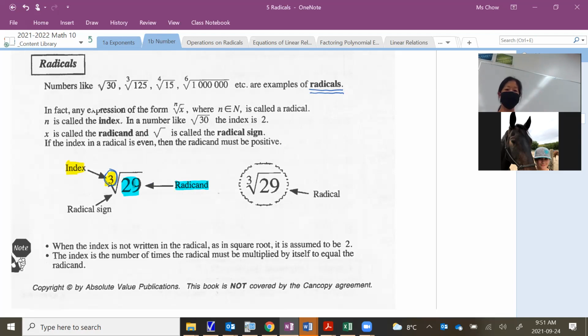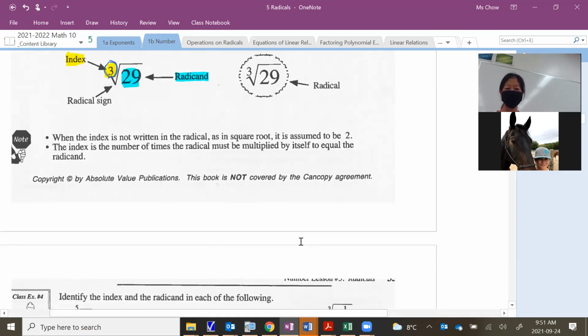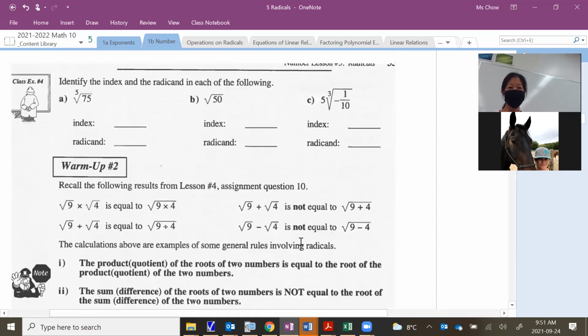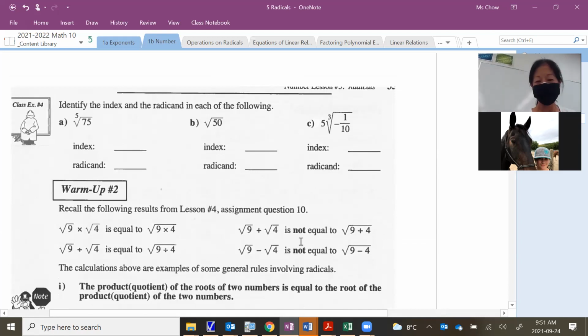Yes, Kate. It definitely does. We just need to figure out how to do it. Okay, would you guys take a moment, and do class example number 4, identify the index and the radicand, please.